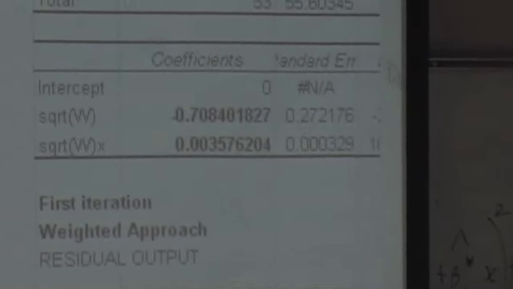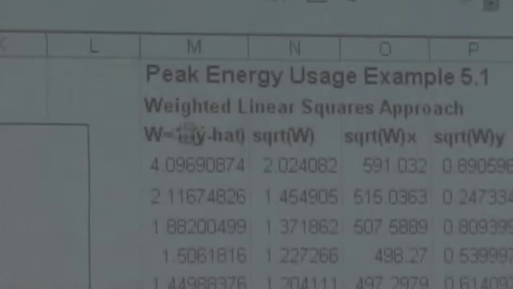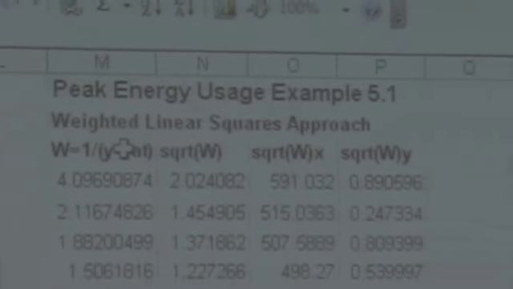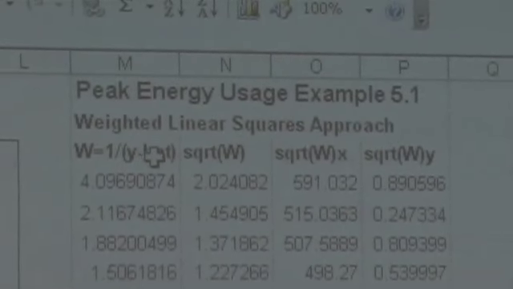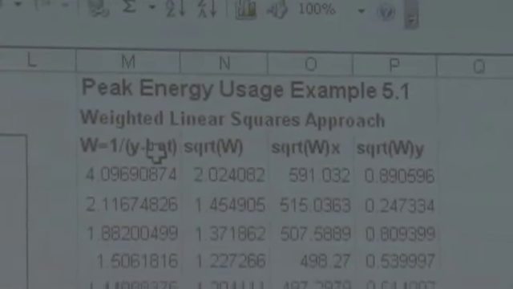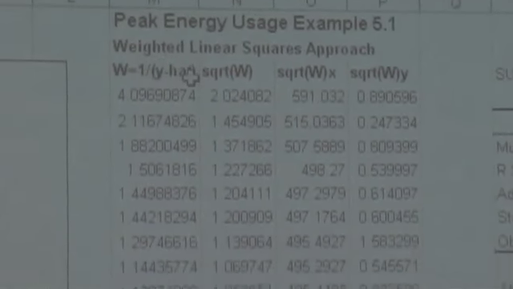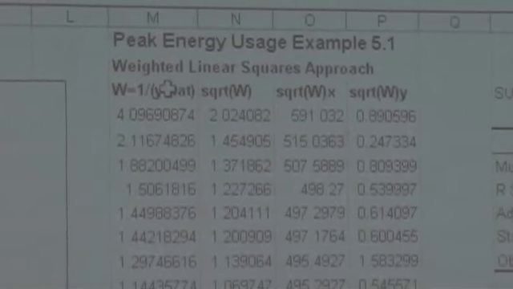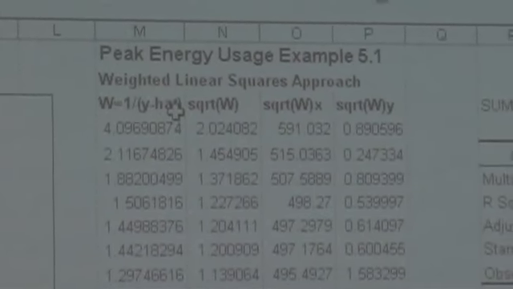So what did I actually do? I took W as 1 over y hat. I took this simple linear regression to basically figure out about how big the mean is. So it was a linear increase of peak usage. Take 1 over y hat, because y hat should therefore be about the mean, and the mean is the variance. So W is 1 over the variance.